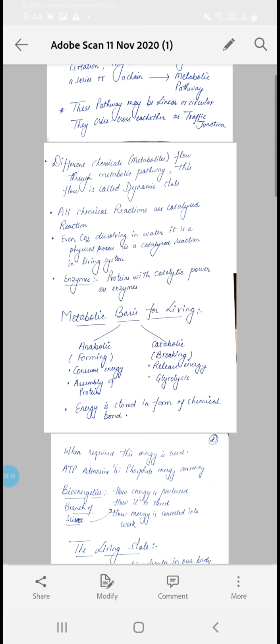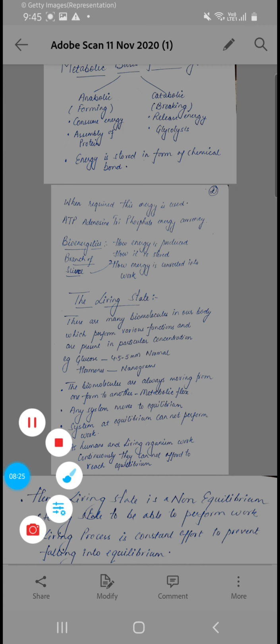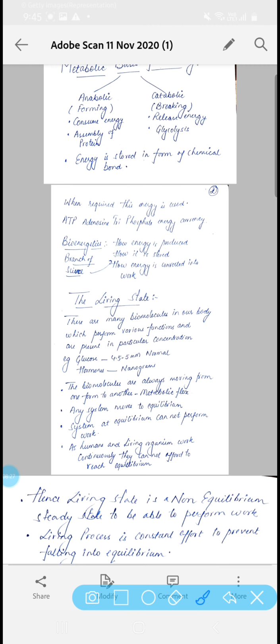Now if we talk about the catabolic reaction, the example is glycolysis. So what is glycolysis? Glycolysis is the breakdown of glucose into pyruvic acid. Clear? And further, this reaction is of 10 steps. It is a 10 step reaction.